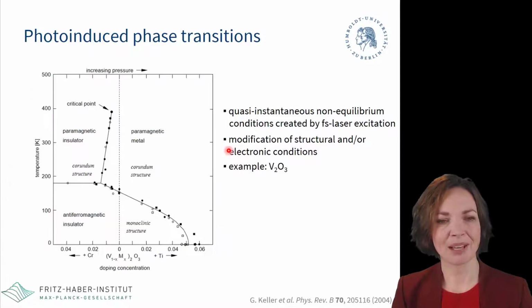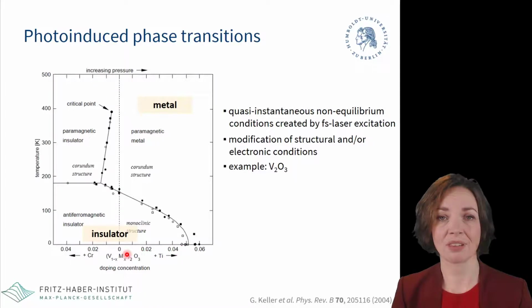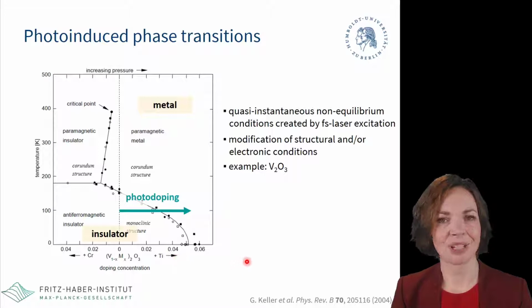As an example, I'm showing here the phase diagram of V2O3 as a function of temperature and doping concentration, and it exhibits insulating and metallic phases. And the trick is to exchange the chemical doping by photodoping through photoexcitation. This is a very nice thought.